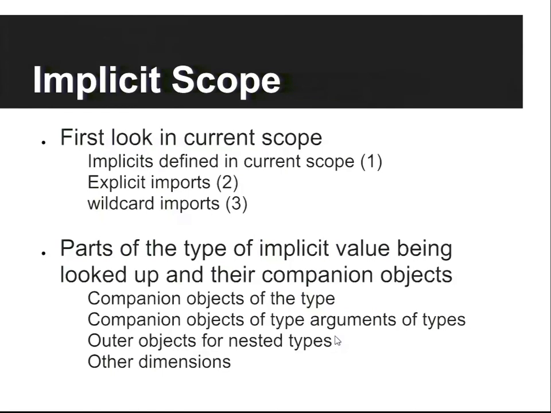The second place it looks for implicits is called the parts of a type. These are companion objects. Rather than worrying about this too much right now, I'm going to show you a pattern that makes use of that second part so that you don't have to worry about adding things into implicit scope that will cause danger later.